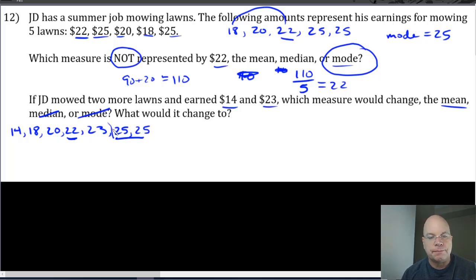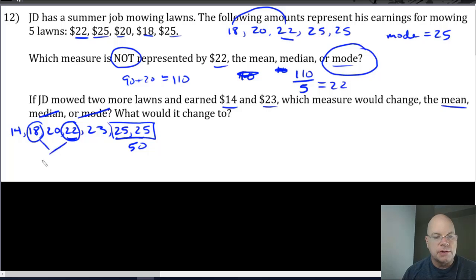50 here. I'm going to use that same association here. 18 and 22 is 40. So this is 50. These add up to 40. And 20 and 23 are 43. And 14 is 57. So 50 plus 57 plus 40, well, 90 and 57, 147.